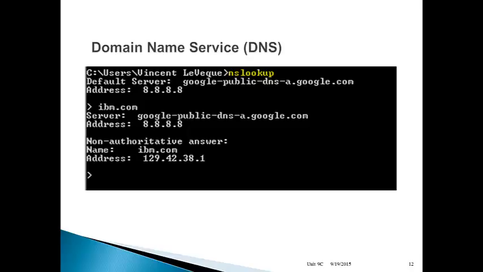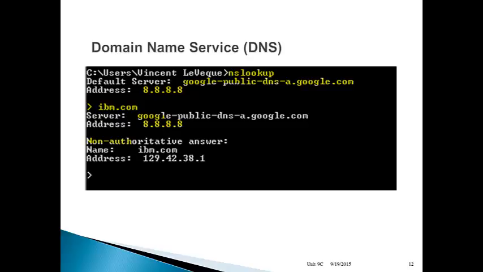With NSLOOKUP, I issue the command, it tells me, hey, here's the default DNS server I'm going to use. I'm going to use Google's, that's at this easy-to-remember internet IP address out there. Then I get the little prompt here, and I say, okay, give me the IP address of IBM.com. Resolve that name to the address. Comes back with the server. Yep, here's who I am.